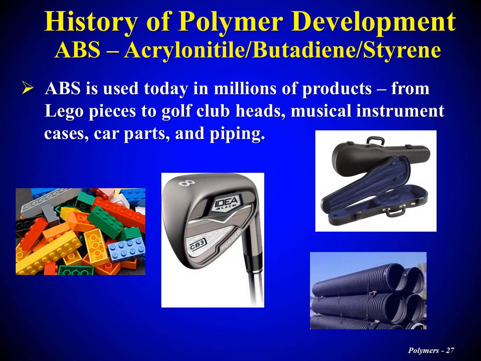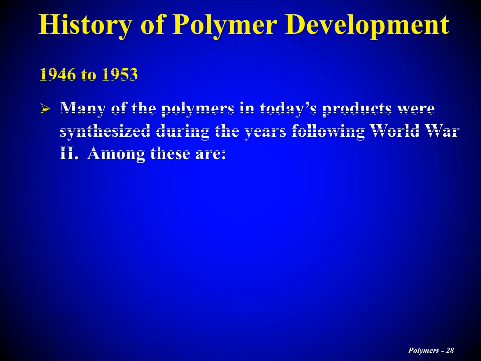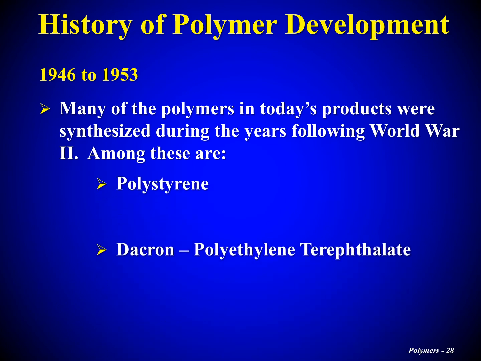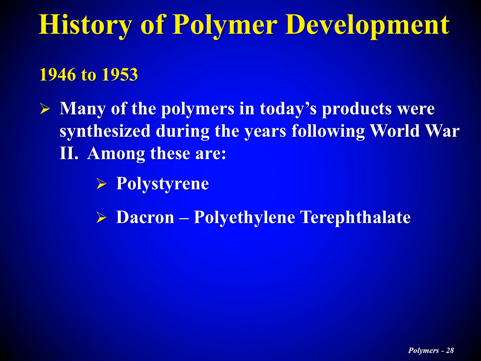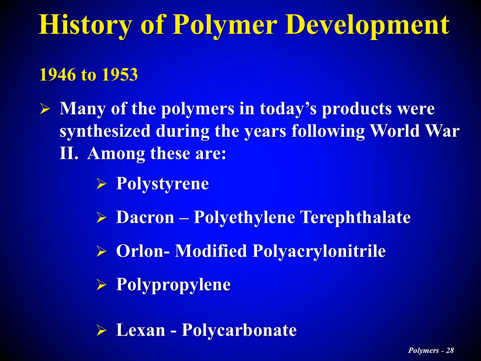ABS is widely used today to make millions of products from Lego pieces, to golf club heads, musical instrument cases, car components, and piping, just to name a few. From 1946 to 1953, many other polymers used in today's products were developed. Included among these are polystyrene, Dacron, which is polyethylene terephthalate, Orlon, a modified polyacrylonitrile, polypropylene, and Lexan, a polycarbonate.